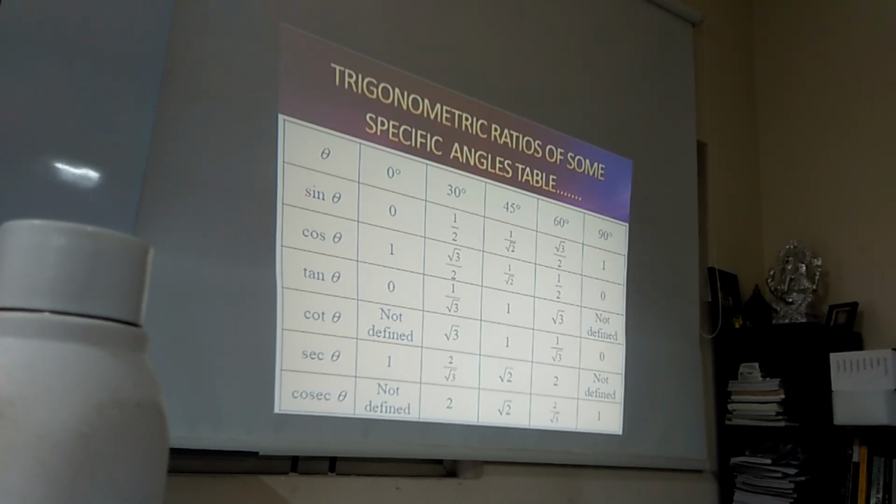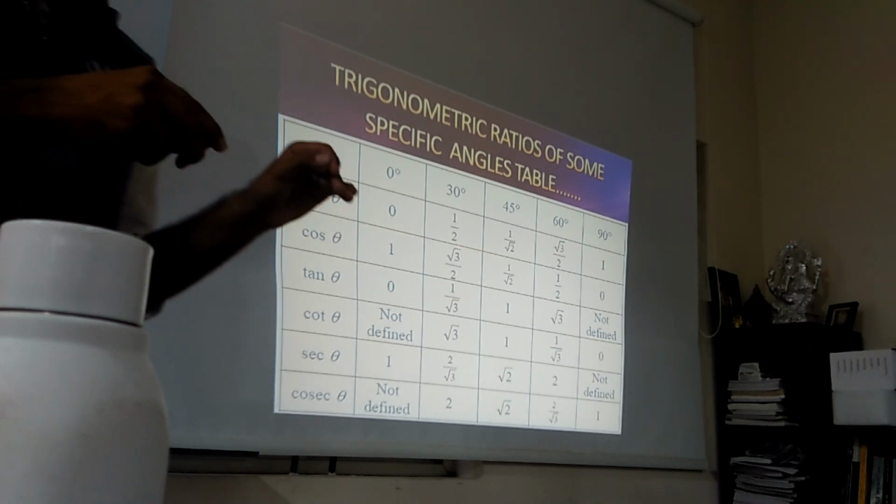Wake up. Okay. So from 0 to 90 degree, what is happening to the sine value? The sine value is increasing. 0, 1 by 2 is 0.5, 1 by root 2 will be even more, root 3 by 2 is even more, and 1 is again more. Clear? So what is happening here? For sine the values are increasing.